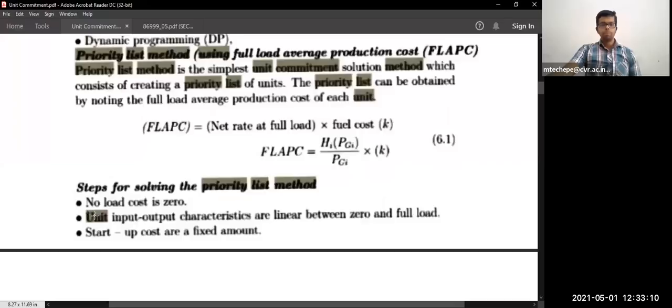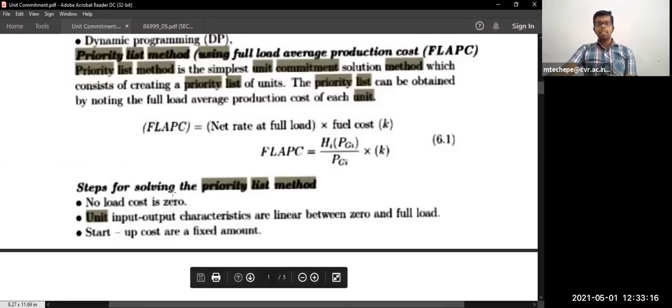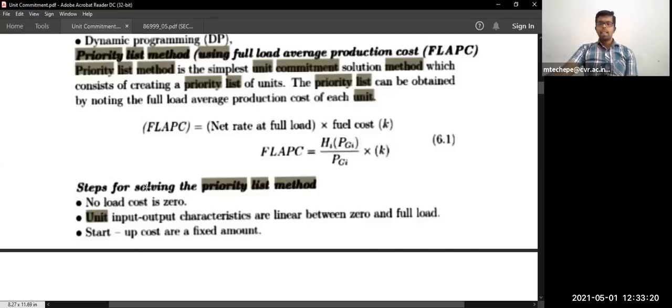Assumption number one: no load cost is assumed to be zero. No load cost is taken as zero. But in practice, even when there is no load, there will be some minimum tariff they are going to give. But here we are assuming the no load cost as zero.